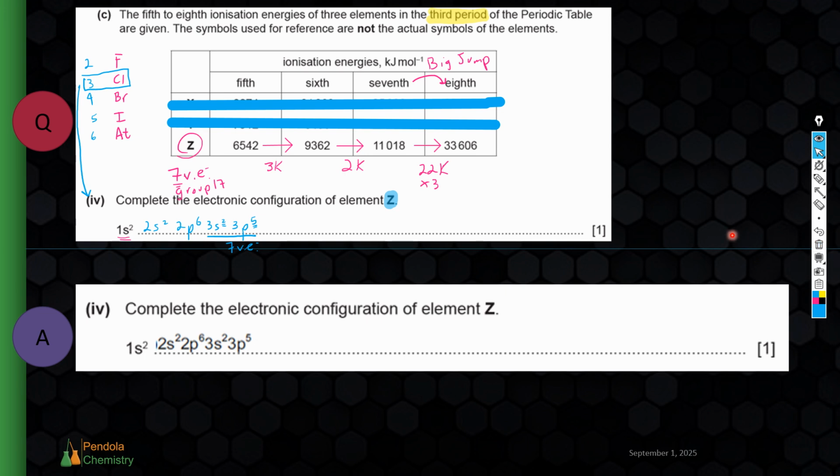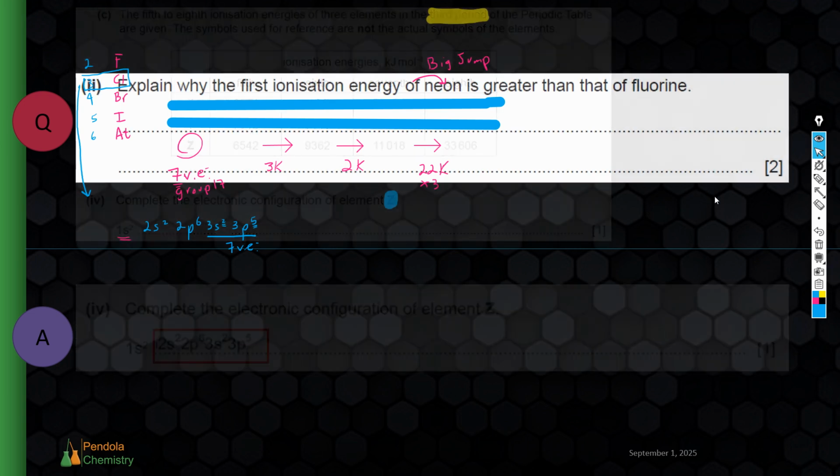So let's look at, like we said, there is our answer. And notice it has the 1s2 in the front here. So we cannot do a noble gas abbreviation for this question. All right. We have to do a full electron configuration.